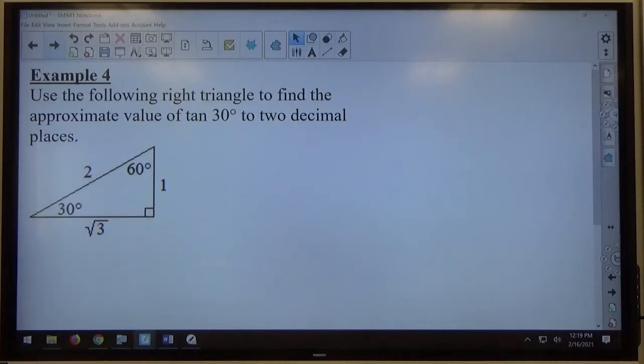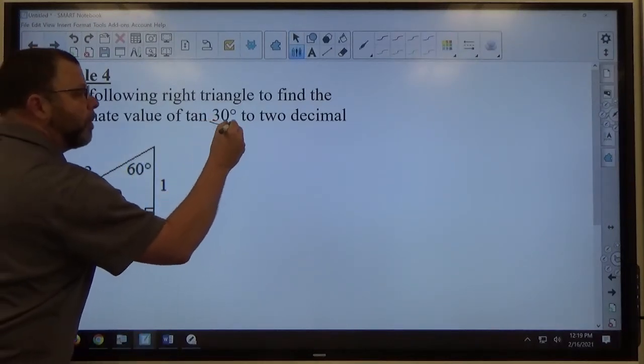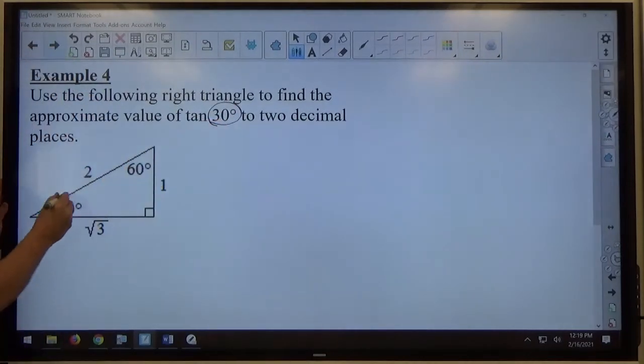All right, so example 4, use the following right triangle to find the approximate value of tangent of 30 to 2 decimal places. So again, this one says tangent of 30 degrees. So they're specifying 30 degrees, so they're specifying to me that's the angle I care about. All right? So always identify the acute angle we're worrying about when we're doing this. And it's the slanted side is the hypotenuse.